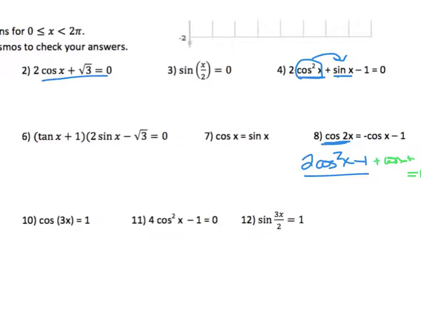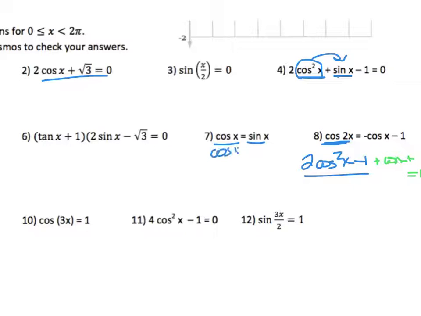All right, for another instance, down here, number 7 is a little tricky. So it's just cosine equals sine. You can't replace it with any identities. Maybe you're not sure what to do. But what you can do is divide both sides by cosine.